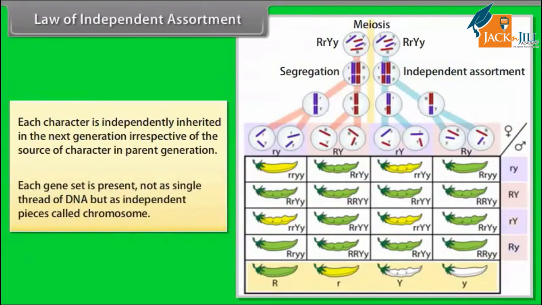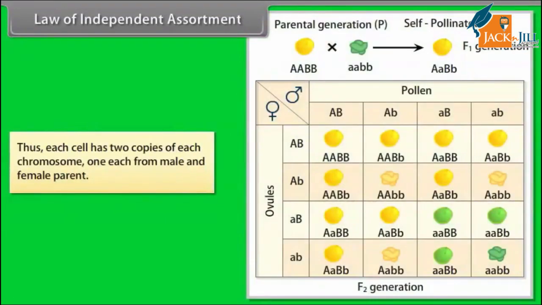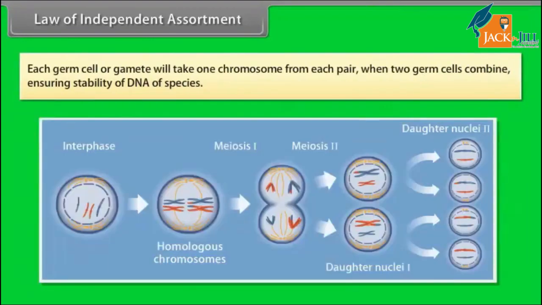Each gene set is present not as a single thread of DNA but as independent pieces called chromosomes. Thus, each cell has two copies of each chromosome, one each from the male and female parent. Each germ cell or gamete will take one chromosome from each pair, and when two germ cells combine, this ensures stability of the DNA of the species. How do these traits get expressed?